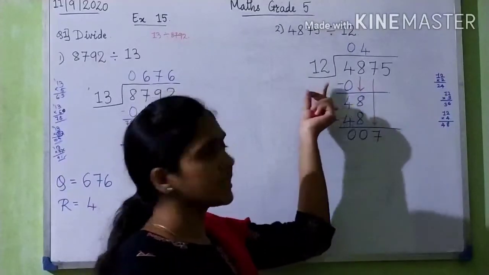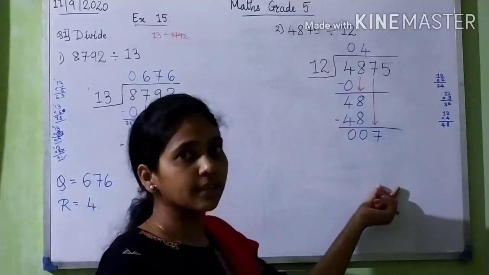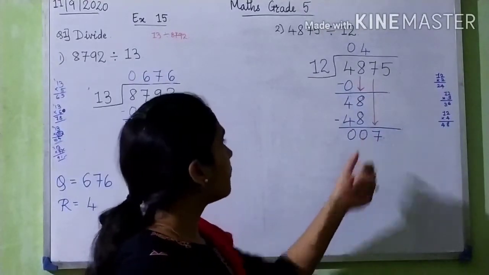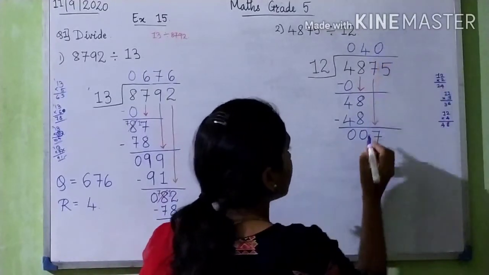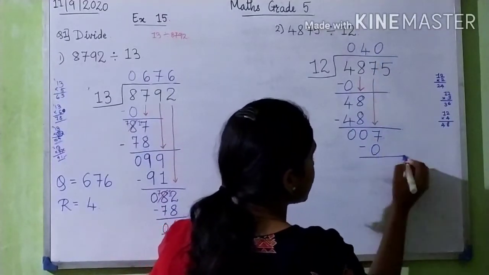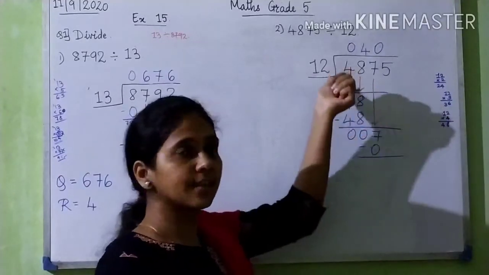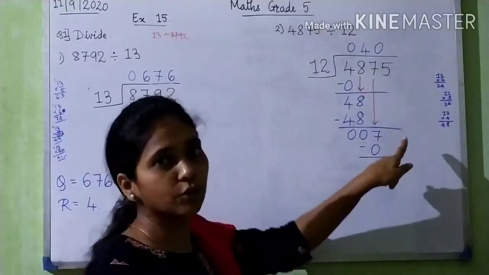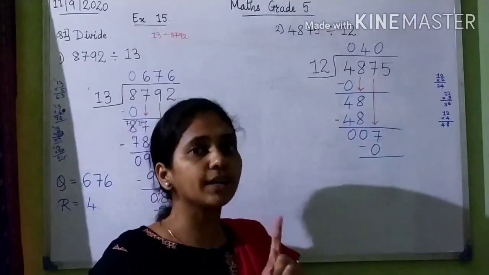Now 7 is lesser than 12. So will it go in 12's table? No, because it is lesser than 12, right? So here again we write 12 into 0 is 0. Okay, this step is very important. It is not like if this is 7 and 7 is lesser than 12, we take the next number also down. Not in one step. In one step you can take only one number down.